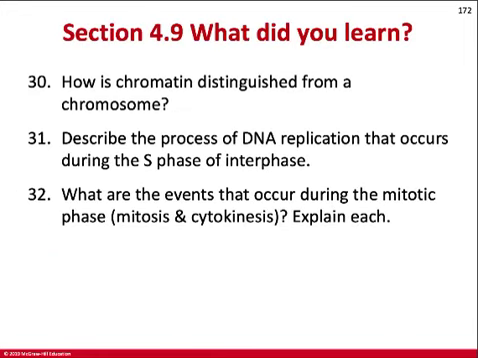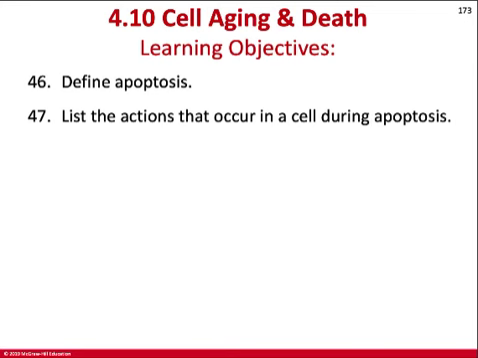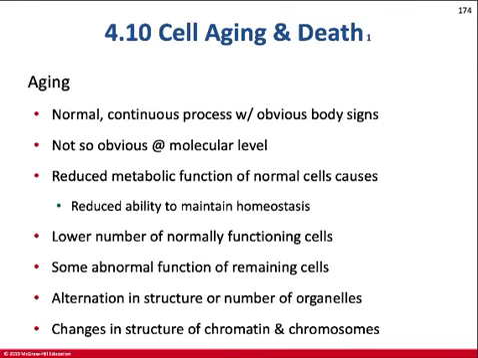Production of a cleavage furrow is triggered by, again, microfilament proteins. Division of the cell contents takes place, and now we have two new cells that look and act just like the original cell. Okay? Now, at some point, the cell will reach a time when it's no longer fully functional, and it will die. Okay?